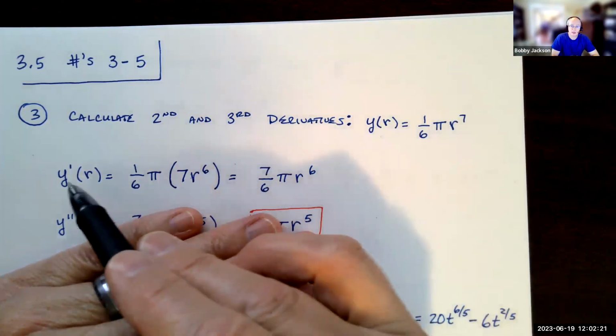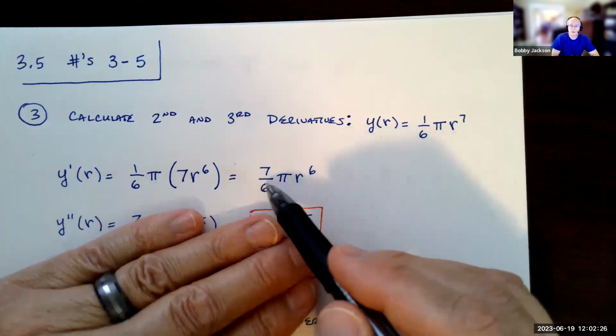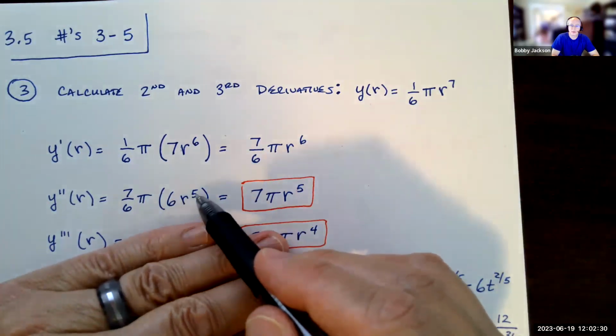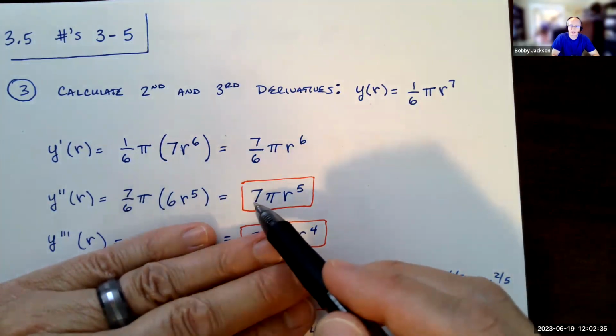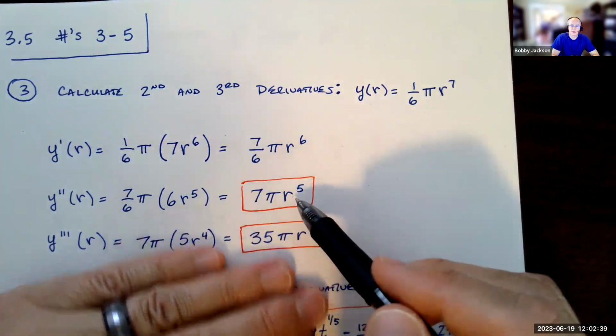Well, the second derivative is the derivative of the first derivative, right? So I'm just going to take the derivative again. This time I have a constant multiple of 7/6 pi. The derivative of r to the 6th is 6 r to the 5th by the power rule. Multiply 6 times 7/6 gives me 7 pi r to the 5th. There is my second derivative.